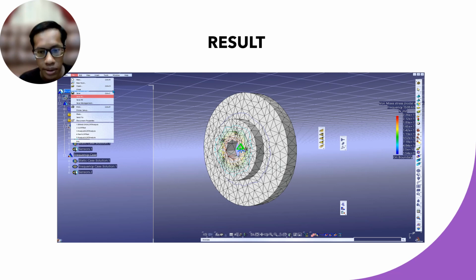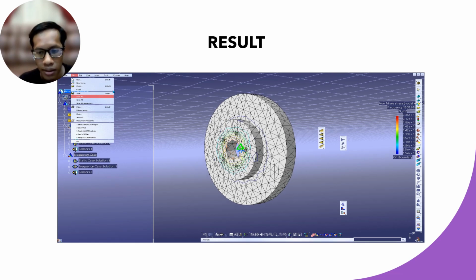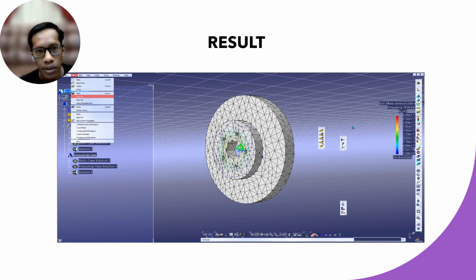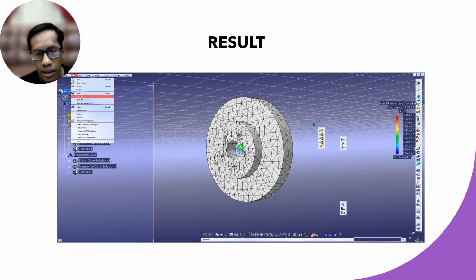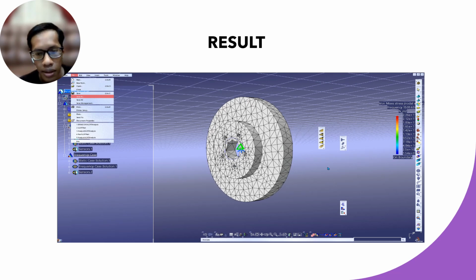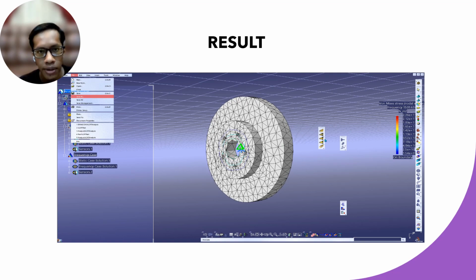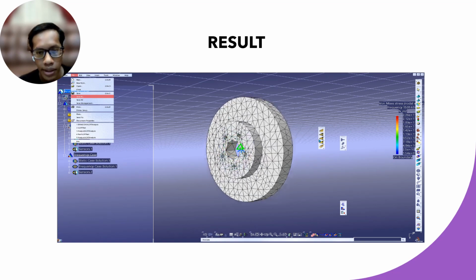Next, this is our result of the von Mises stress. We got the maximum value of 2.36 exponent 11, and the minimum von Mises stress we got is 1.5 exponent 09.